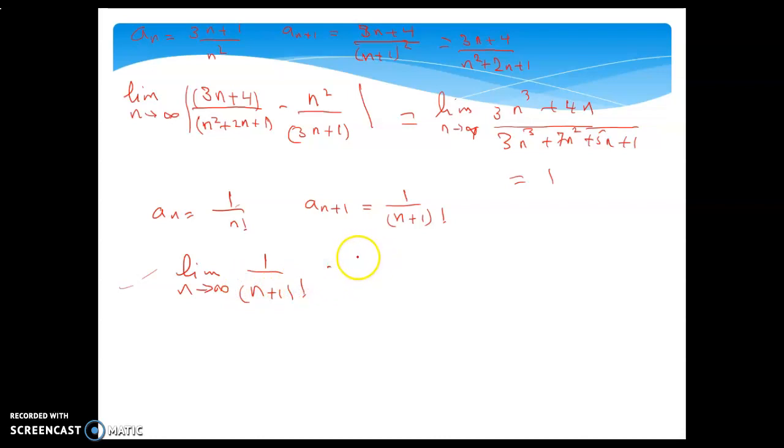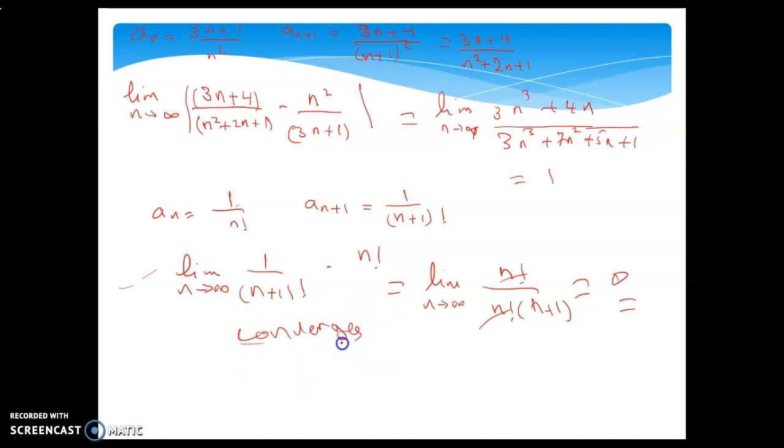times n factorial, and that should be equal to the limit as n goes to infinity of n factorial over n factorial times n plus 1. So n factorial cancels out, and then we are going to get 0 here. So that means this thing converges. So the series converges at this time.